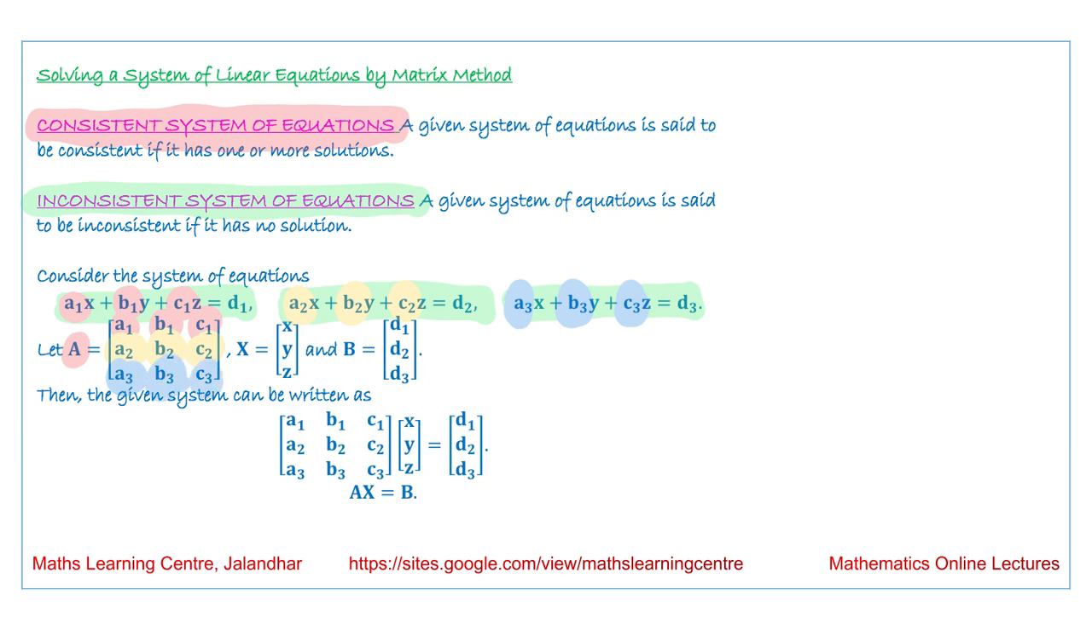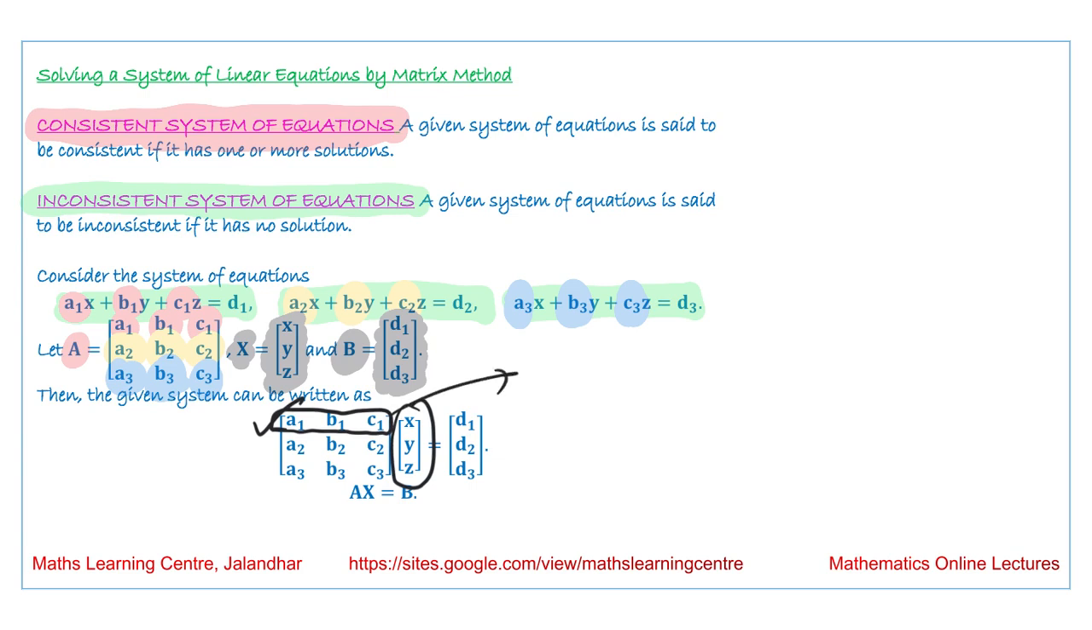This is the matrix A. The matrix X, we are saying it has the elements x, y and z, and the capital B matrix we are writing is d1, d2 and d3. So these are the column matrices. So we can write this system of equations in this form, that it is AX is equal to B.